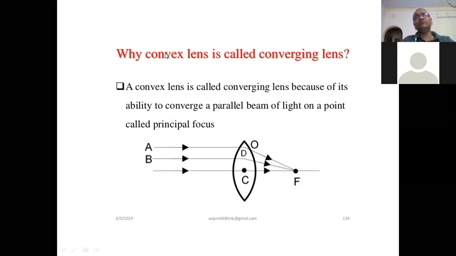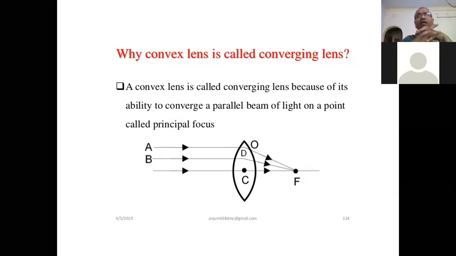The formation of these images depends upon the type of the lens or type of the mirror. This is the lens which has a curved part on both sides. It is called the converging lens or convex lens. This convex lens is called the converging lens. Converge means to come together, and diverge means to go away from each other.